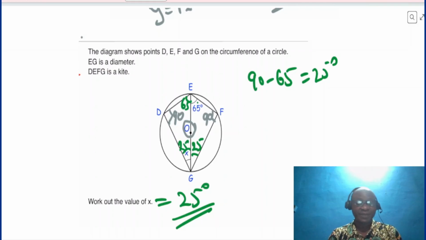Sorry, you are raising up your hand. I did it a different way. Go ahead. I knew that D would be 90 degrees. So then I did 90 plus 65 and it gave me 155. And then I did 180 minus 155 and it gave me 25 degrees. That is correct. That is sum of angles in a triangle, isn't it? Yes.